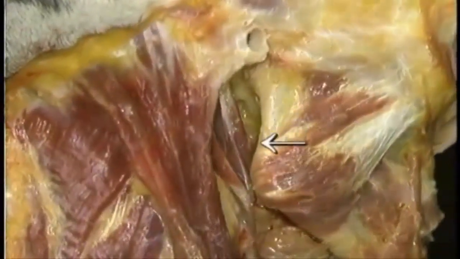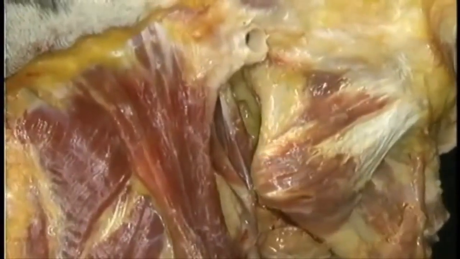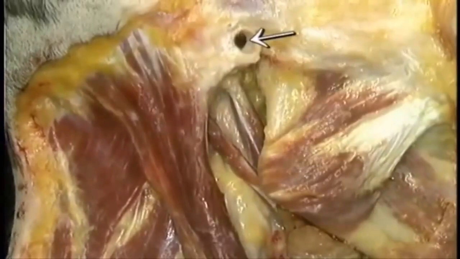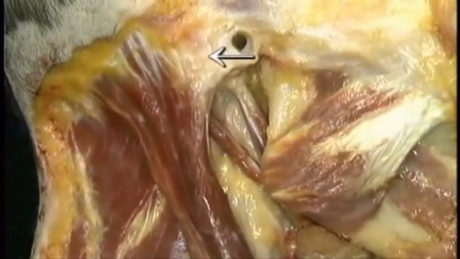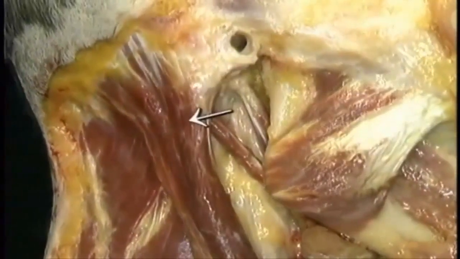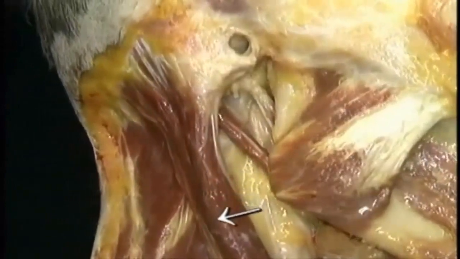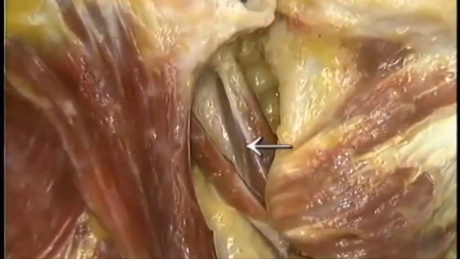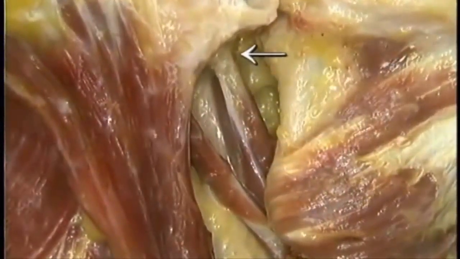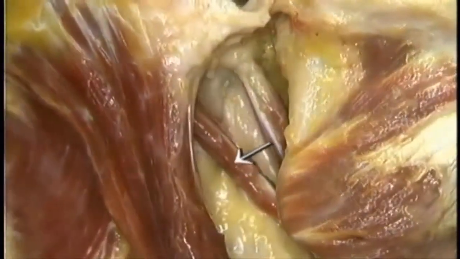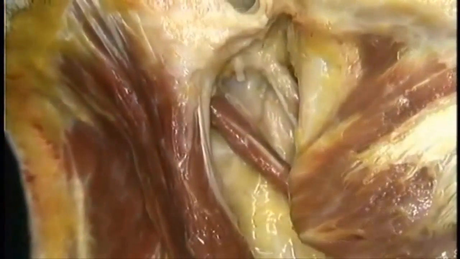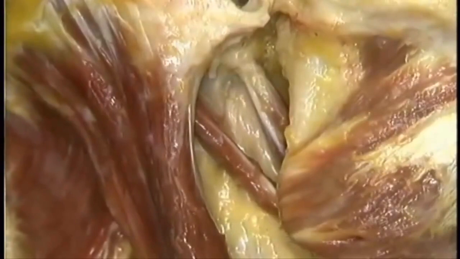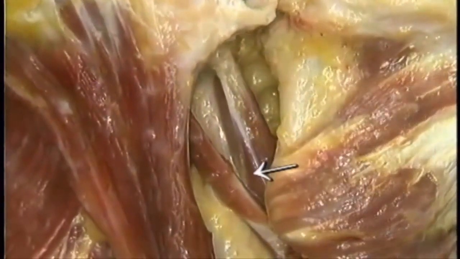Here's the posterior border of the ramus of the mandible. Here's the zygomatic arch. Here's the external auditory meatus. Here's the mastoid process. Here's the sternocleidomastoid muscle. Here's the masseter muscle. Here's the space that's occupied by the deep part of the parotid gland. Here's the posterior belly of the digastric muscle lying deep to the sternocleidomastoid. Here's the styloid process and the stylohyoid muscle.